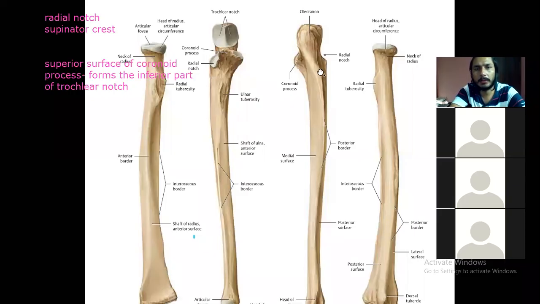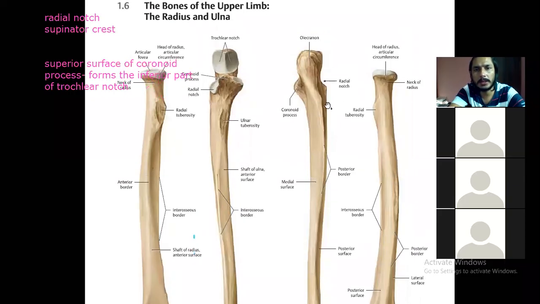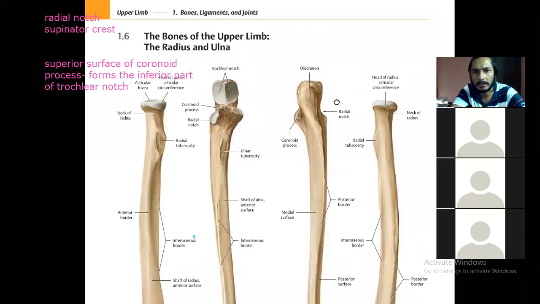Now the olecranon process also. So the olecranon process has a superior surface and a posterior surface, and the apex of the posterior surface continues with the posterior border. Similarly, it has a lateral surface and a medial surface. The medial surface of the olecranon process continues with the posterior surface. Just remember this.